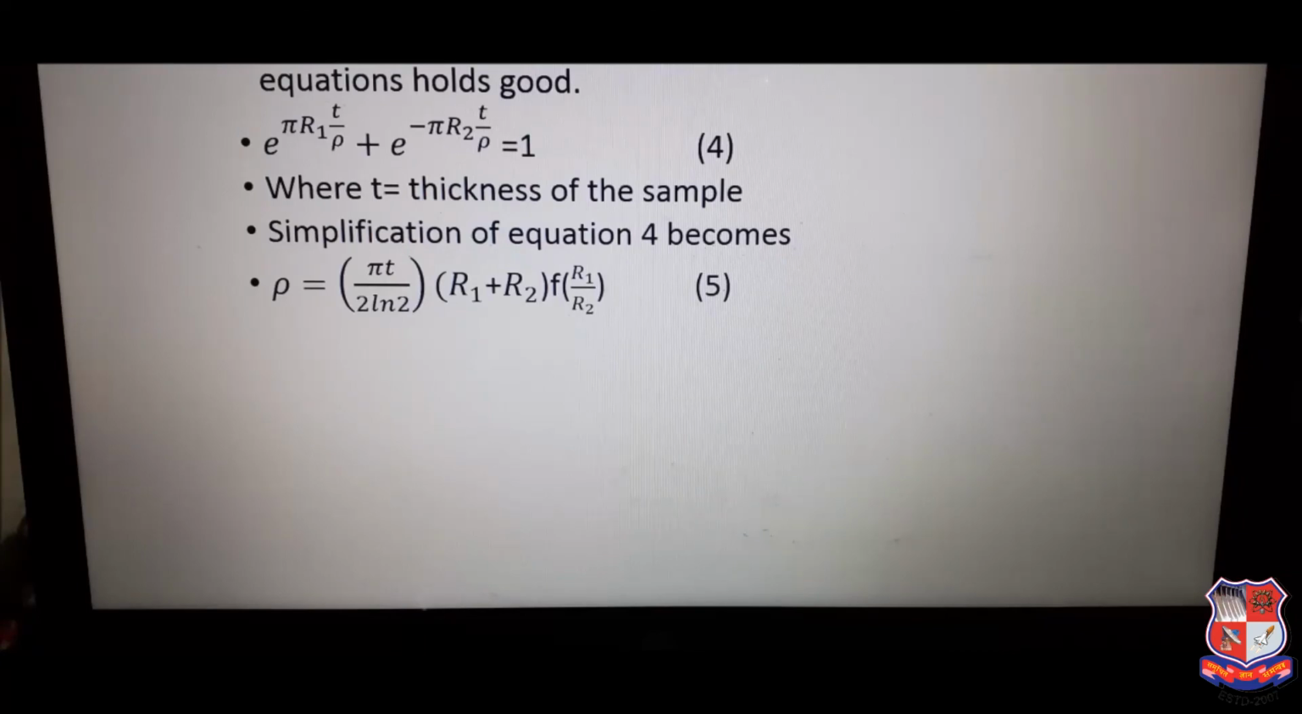Van der Pauw showed that in the following condition, equations 2 and 3 hold good. So that condition is e raised to minus pi R1 t upon rho plus e raised to minus pi R2 t upon rho should be equal to 1. Here t is the thickness of the sample, R1, R2 you know are resistances, and rho is resistivity. So if we simplify equation 4, the equation of resistivity rho becomes pi t upon 2 ln 2 multiplied by (R1 plus R2) into f of R1 by R2.